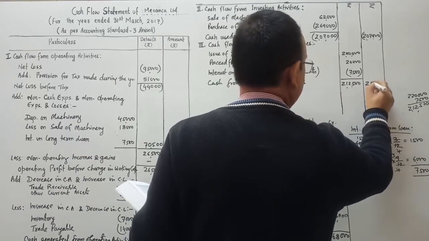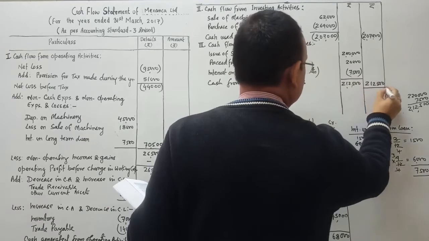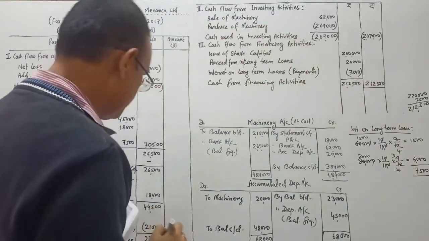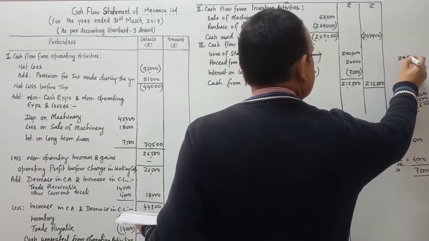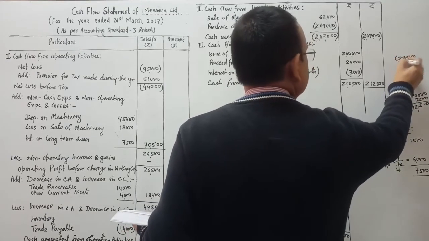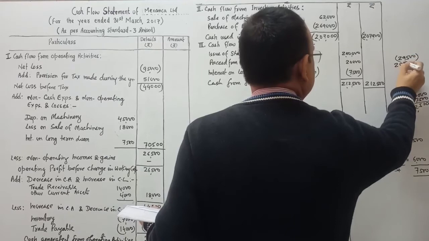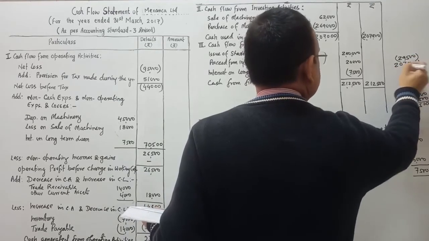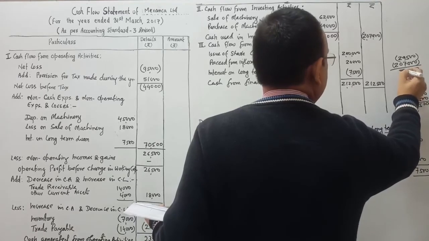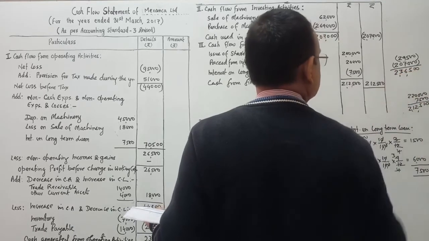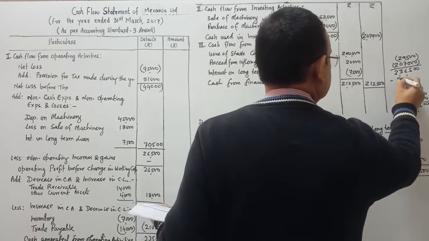2,12,500 in the outer column. Now we'll do the total of these 3. First one is 29,500, minus, cash flow from operating is minus. Second one, cash flow from investing is also minus. So total minus figure is 2,36,500, and now you deduct the inflow.